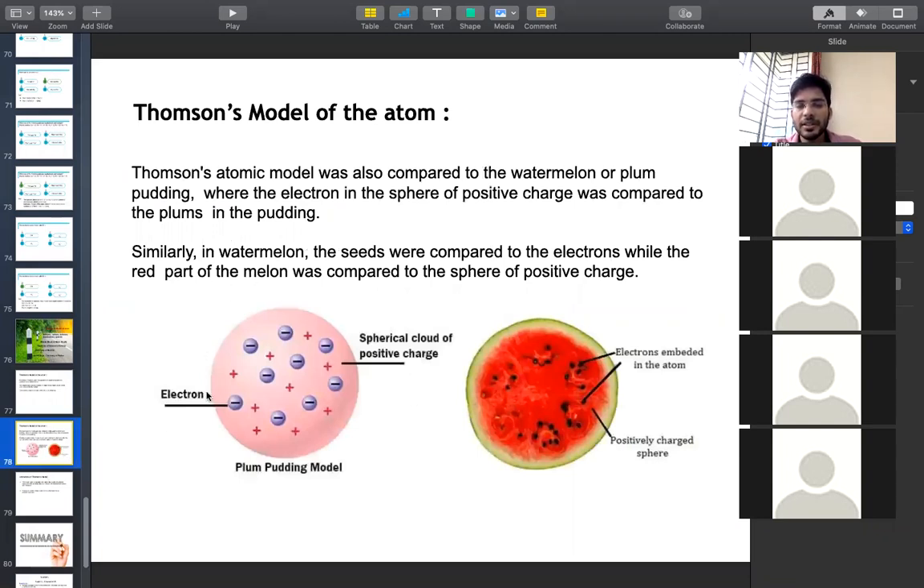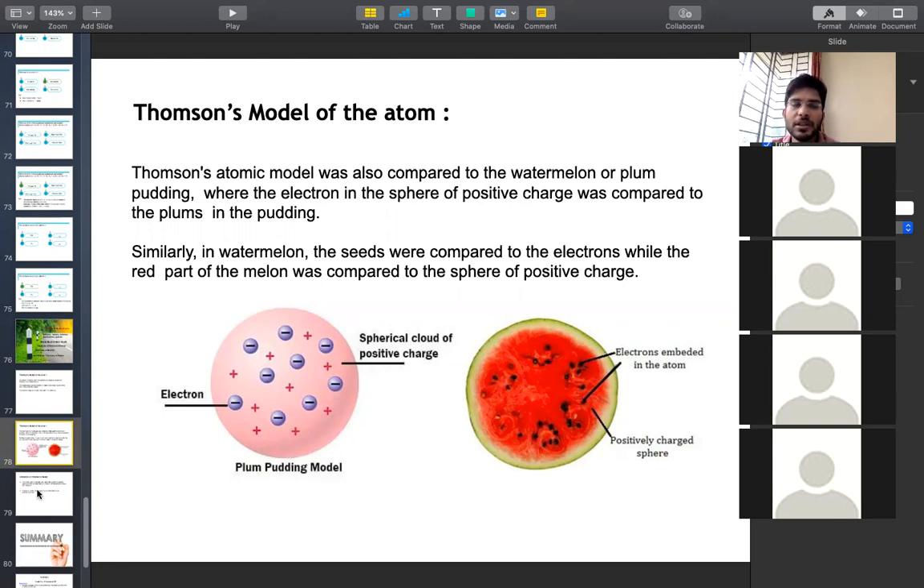You can see here, this is the electron, these are the protons here. He said the sphere is made up of positive charge, a positive sphere. These are the electrons, like the plums, and the negative is the pudding. So here you see it looks like a watermelon, right? I think you all have learned this earlier also.